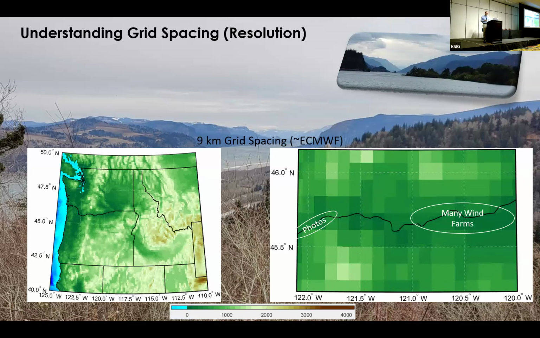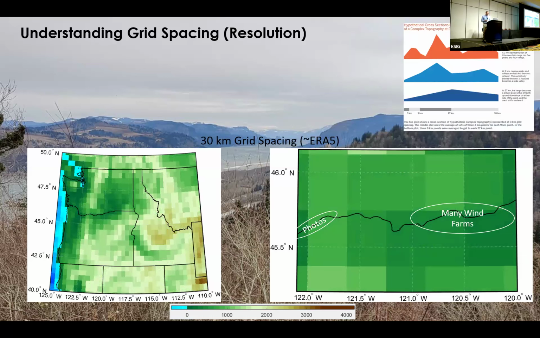When you get down to 9 kilometer grid spacing, which is what most operational models use, you can really see how you're losing that ability to resolve the topography. You just have some high mountain here and some high mountain here, and a very broad pass. When you get down to 30-kilometer resolution, this is the ERA5 data set that a lot of people are using. This is how it sees that region that has over 5 gigawatts of wind. There is basically no real sense that there's a gorge there. And if you don't resolve the topography, you can't resolve the features that that topography creates.